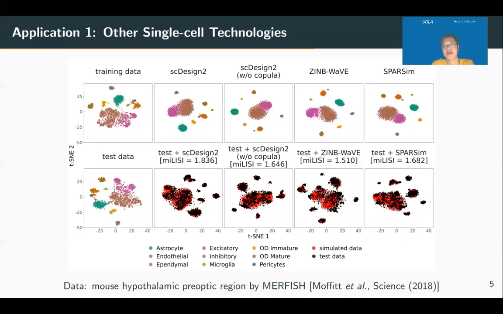Then let me talk about the applications of our simulator. First of all, it can be used for other types of single-cell technologies other than single-cell RNA-seq. Here we have an example where we show the t-SNE pattern of simulated data and real data for the MERFISH data set. Again, the pattern of scDesign2 is closest to the real data compared to the other simulators, and also it has the best mixing.